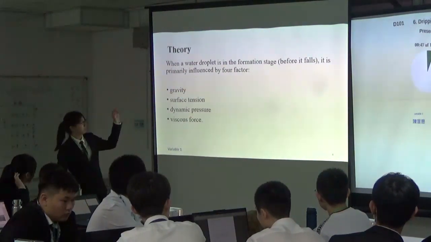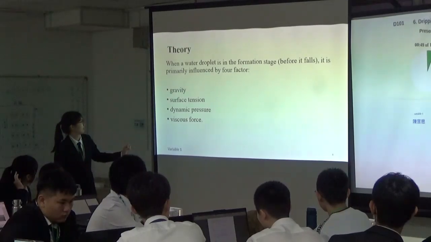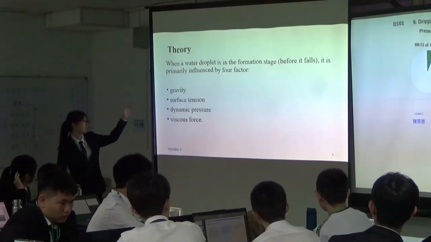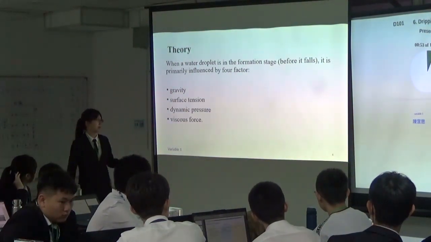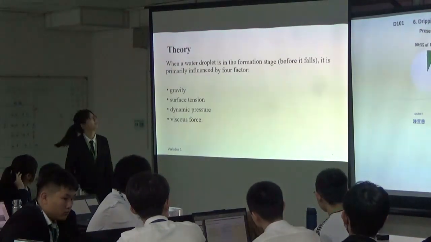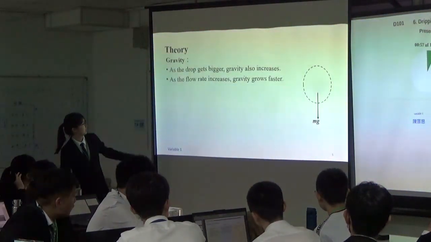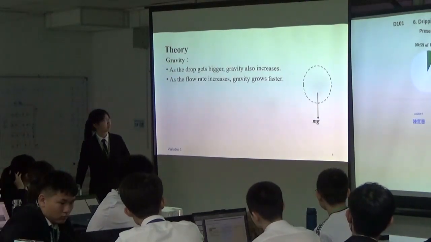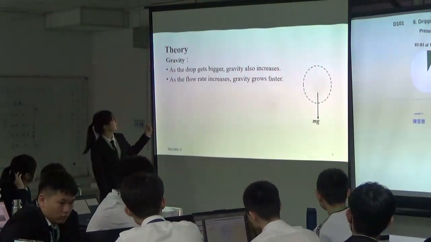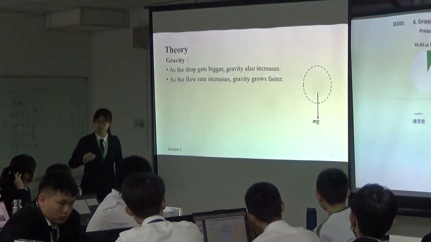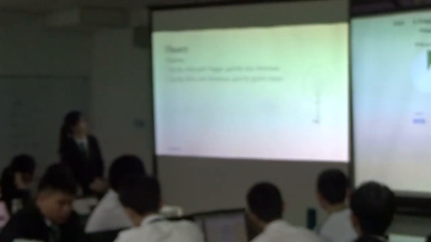So we think it is influenced by 4 factors: mainly gravity, surface tension, dynamic pressure, and viscous force. For gravity, the drop gets bigger, and the gravity also increases. And when the flow rate increases, the gravity also grows faster.